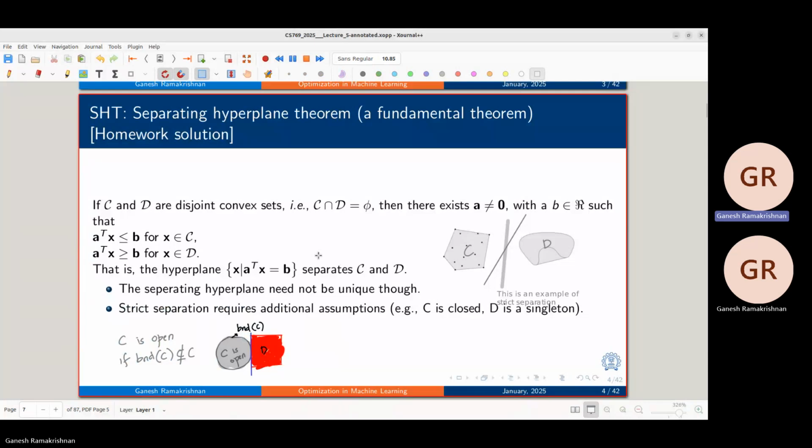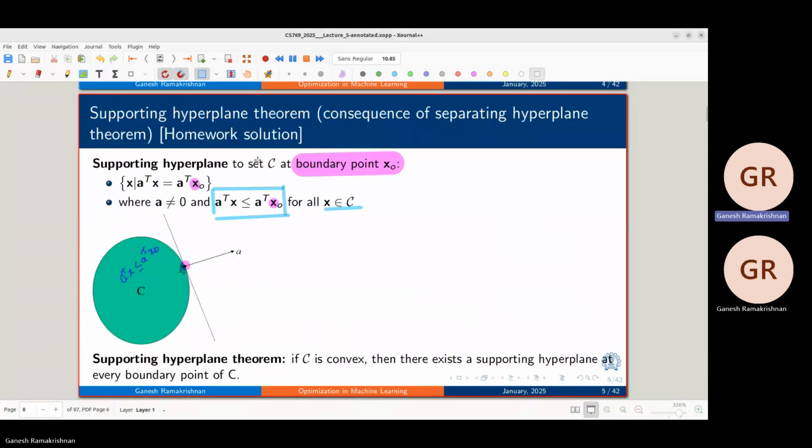So notwithstanding the strict separation use case, we can prove the supporting hyperplane theorem from the separating hyperplane theorem. The supporting hyperplane at a boundary point x naught is such that the equation is satisfied at x naught, and for any other point x in C, A transpose x is less than or equal to A transpose x naught. This can be proved by considering x naught to be separated from the set itself, right? So the supporting hyperplane result follows from the separating hyperplane theorem by considering the extreme case.